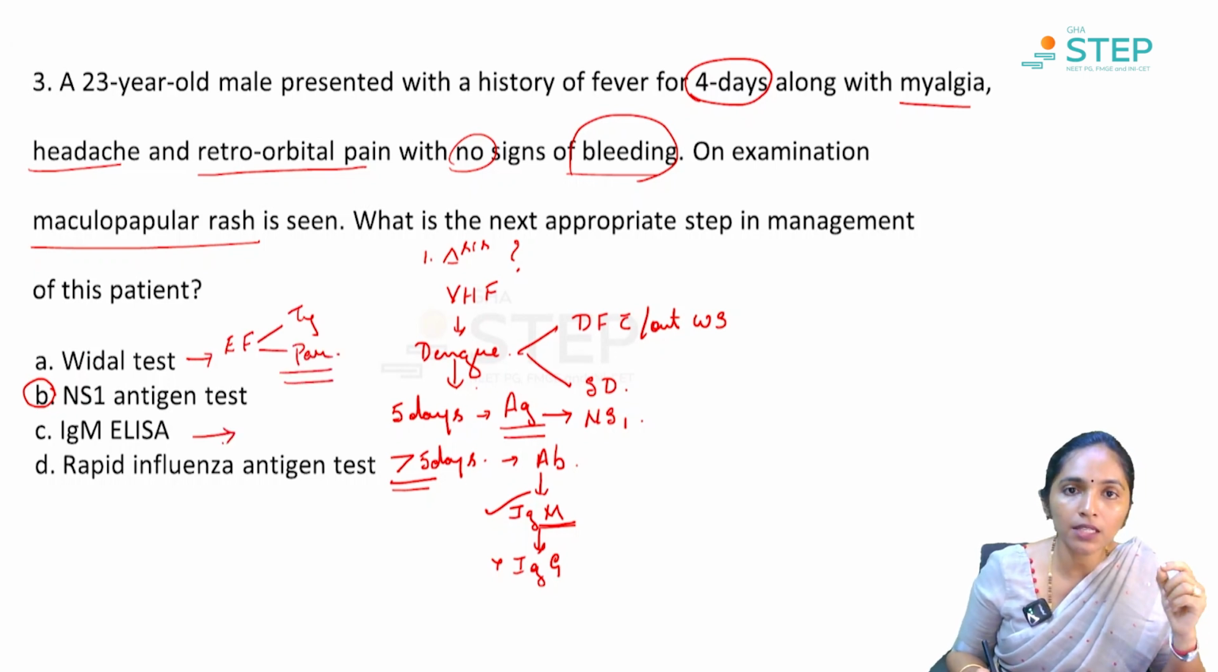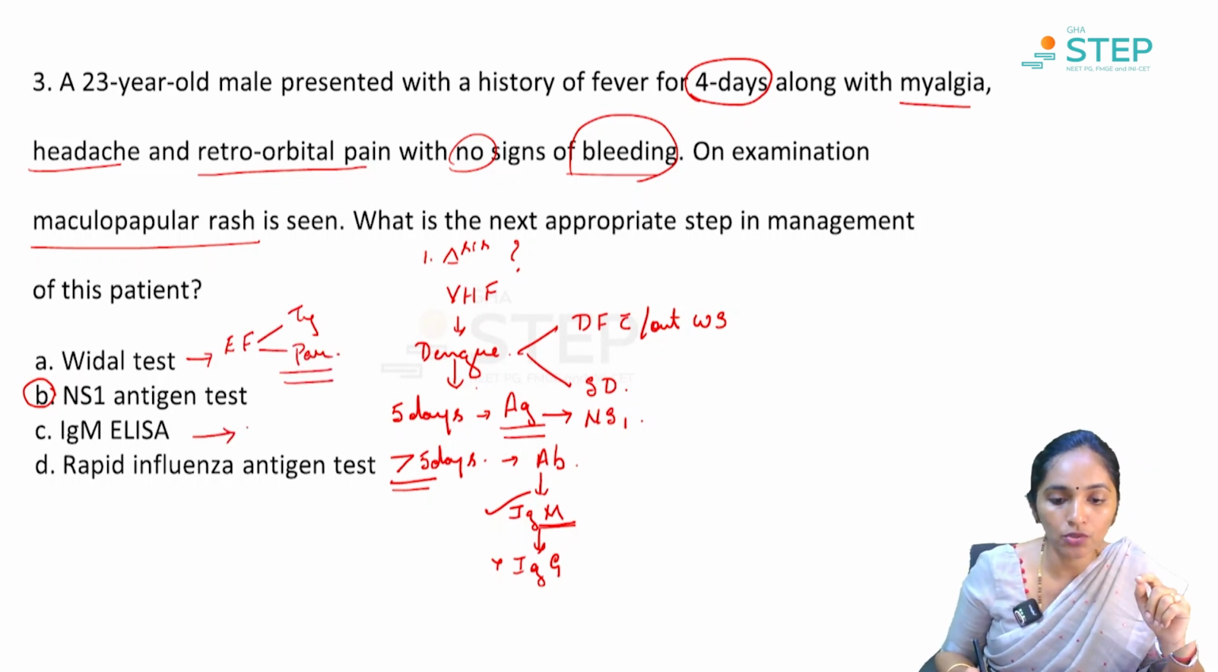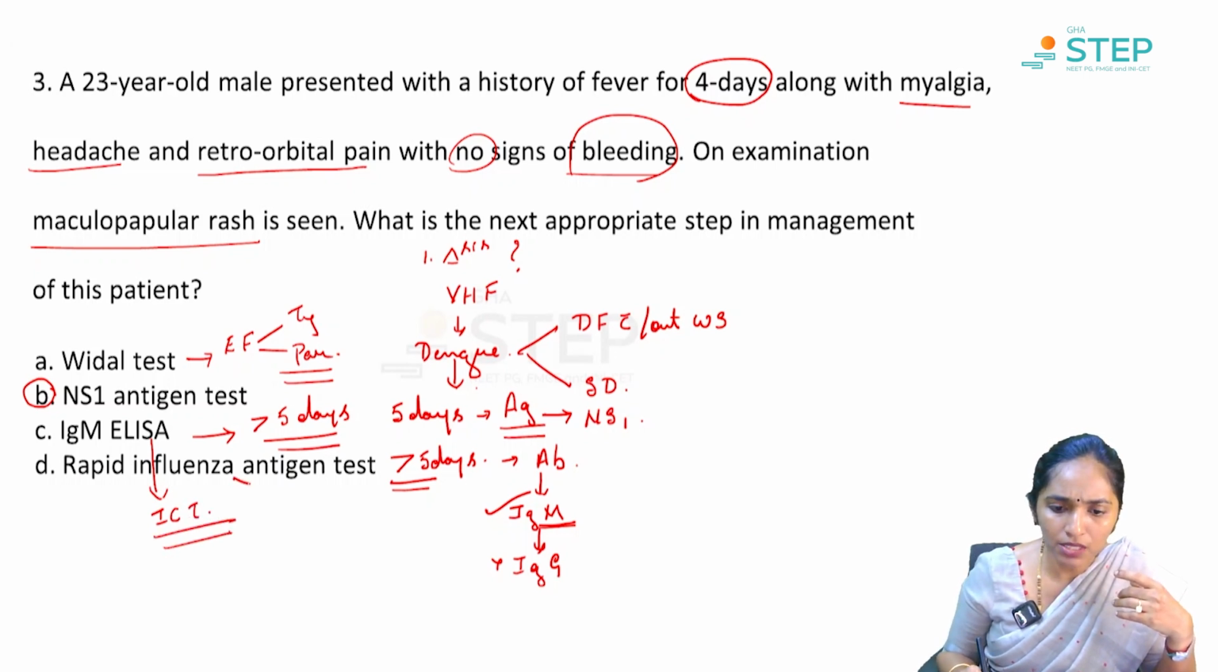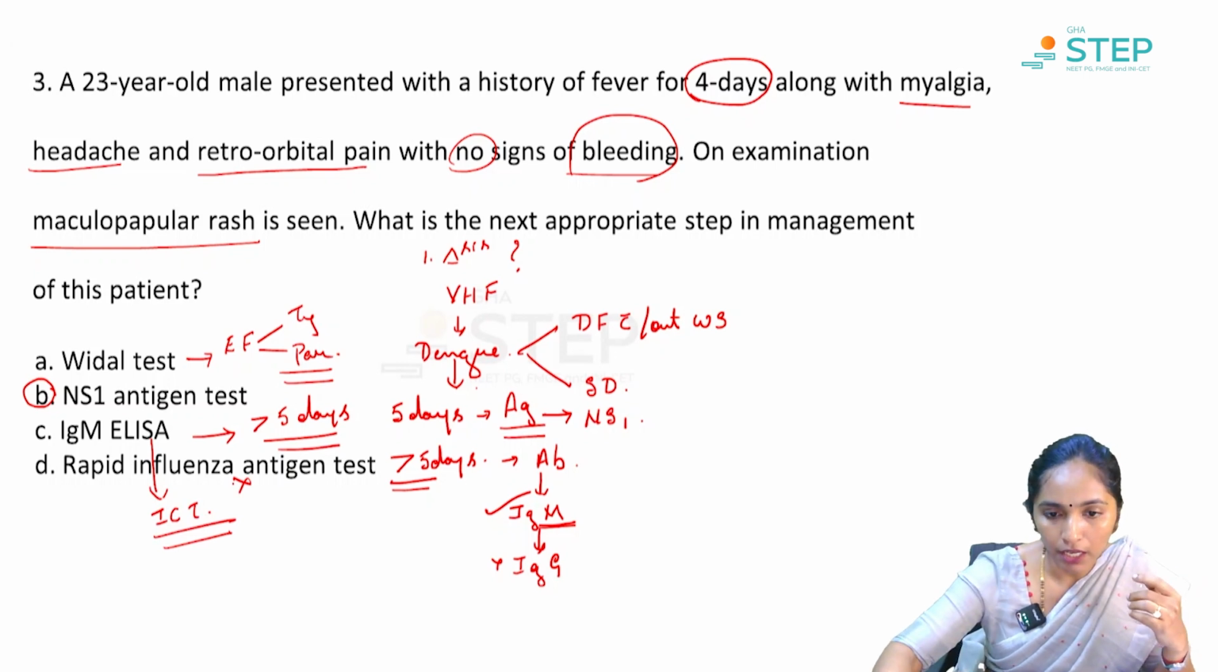In IgM ELISA, we would have chosen this option if the history was of more than 5 days. For first 5 days, you cannot detect IgM antibody. And yes, you can detect it either by ELISA or by a rapid card test, which is called as immunochromatographic test. Rapid influenza antigen, the case scenario itself is not matching with influenza.